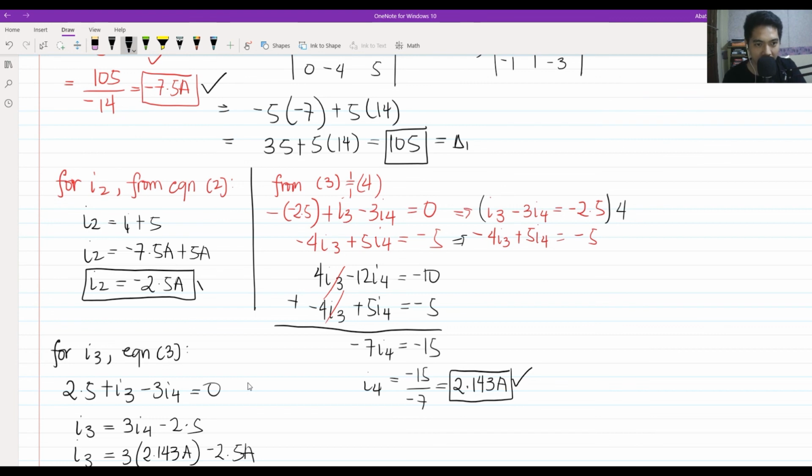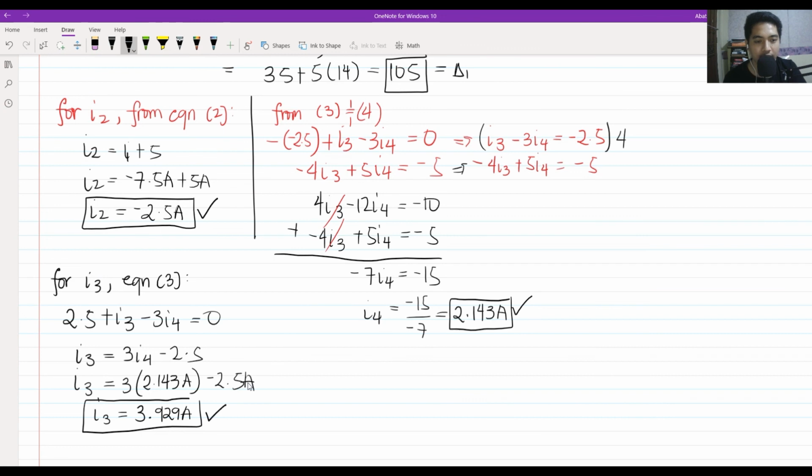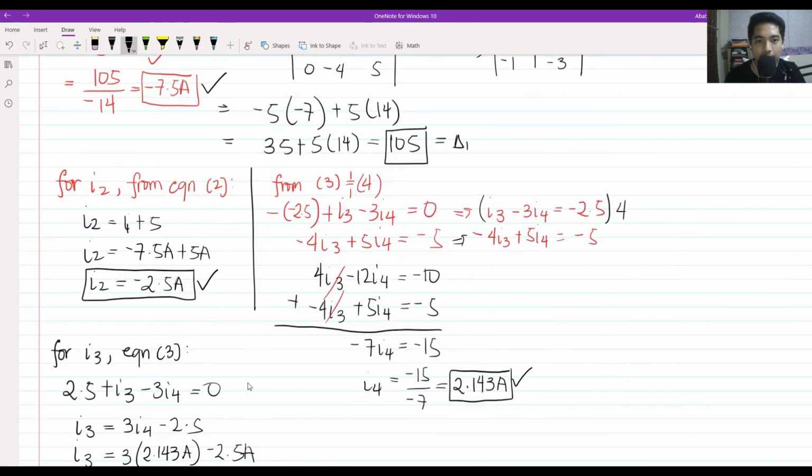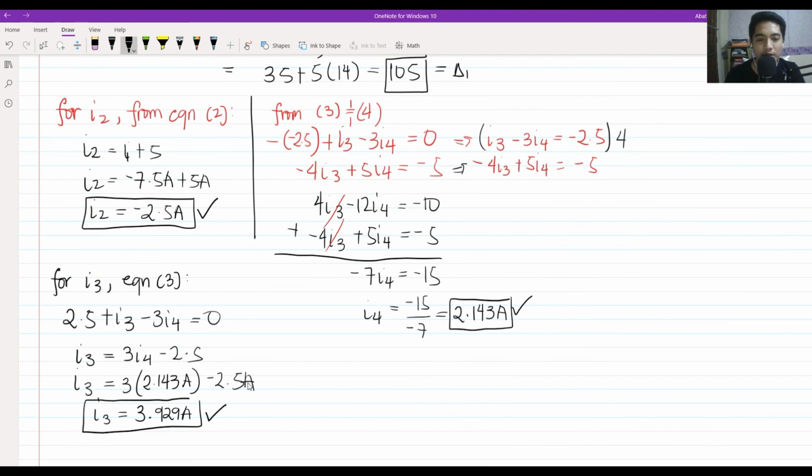I sub 2 is negative 2.5 amperes. I sub 3 is 3.929 amperes. I sub 4 is 2.143 amperes. So that's it, guys. I hope you enjoyed watching our solving of four meshes for our super mesh.